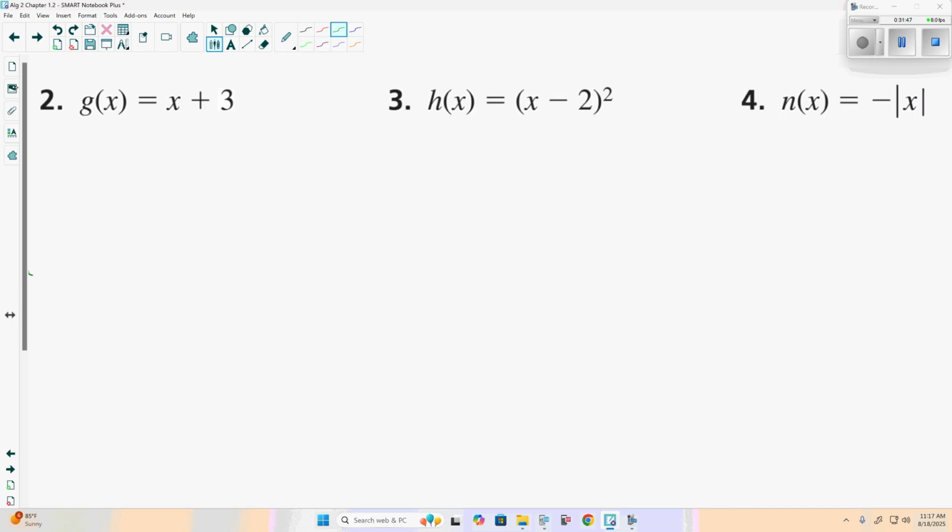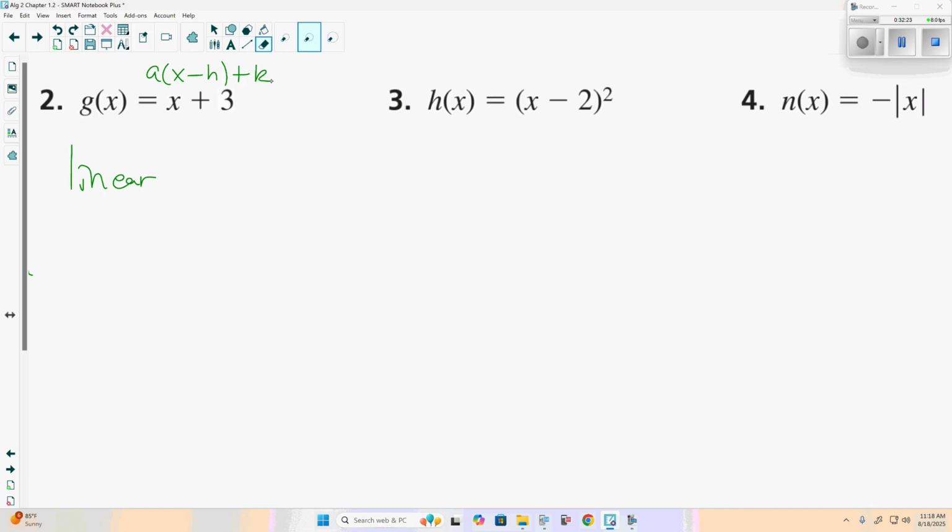Let's look at these next 5. These 3 here, and then the next 2. Let's look at number 2. G of x equals x plus 3. We first need to identify what group, what is its parent function. Linear, quadratic, absolute value. It is indeed linear. Because this is corresponding to our a times x minus h plus k.